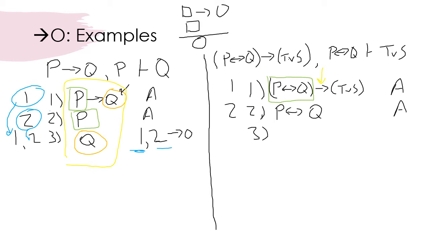So I've got a square, and I've got a circle. Well, my square appears here in line 2. It's the same exact thing. It's P double arrow Q, P double arrow Q. So this is just like saying the same thing that we saw over here. I have the same exact setup. I have an arrow, and I have the left side of that arrow. So since I have an arrow and I have its left side, I can write its right side.